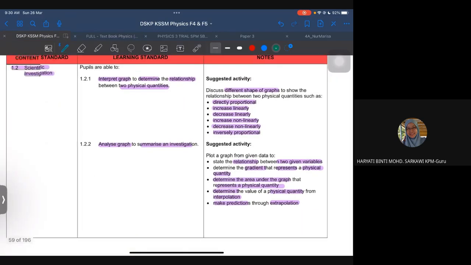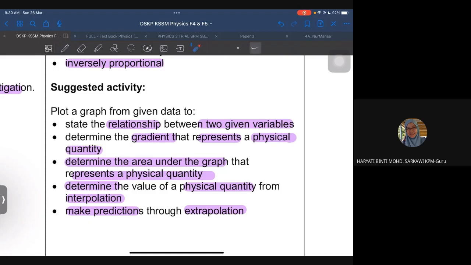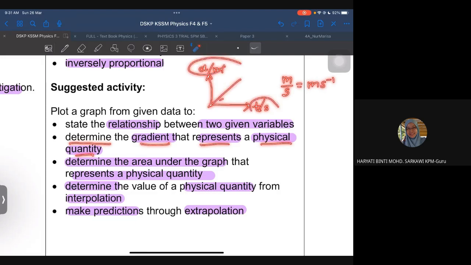Okay, in the learning standard here, you can see: determine the gradient that represents a physical quantity. So if you plot a graph of distance against time, the gradient will be meter. Gradient is vertical axis over horizontal axis. So the unit will be meter divided by second, so meter per second. So the gradient of this graph will represent velocity. Okay, that is what is meant by this. Clear or not? Jelas? Yes.